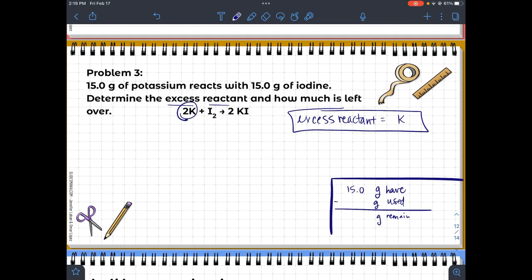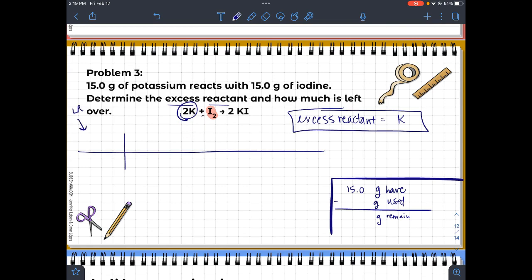Well, once you know it, the limiting reactant determines everything. So I'm going to do a calculation from iodine back to potassium, and that's going to tell me, if all the iodine was used, how much potassium gets used as well. So I'm going to set up my conversion here. Again, one more time: once you know it, everything starts with the limiting reactant.